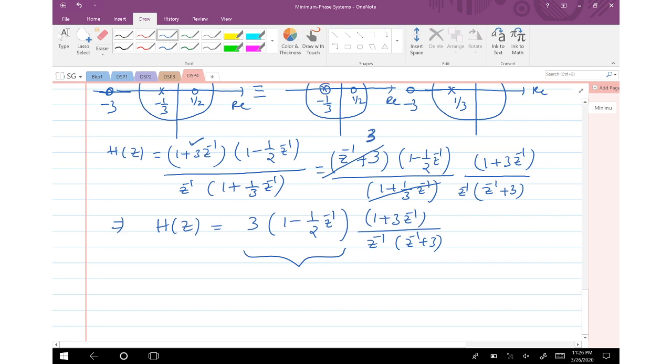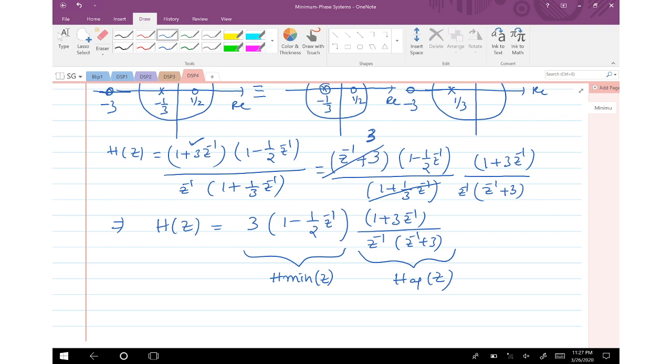This represents our H_min(z), and this is your H_ap(z). You might have wondered why I kept the 3 here. Well, unless otherwise specified, we usually try to have the magnitude of the all pass factor be 1, so we put that 3 here. The next question you might have is why the z inverse has been moved to the all pass factor.